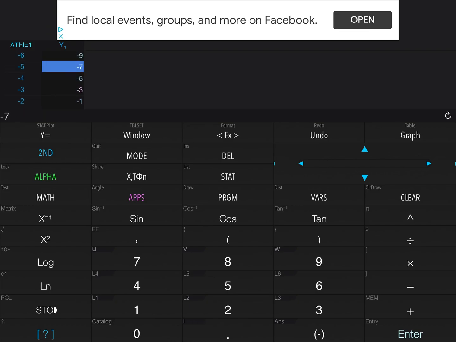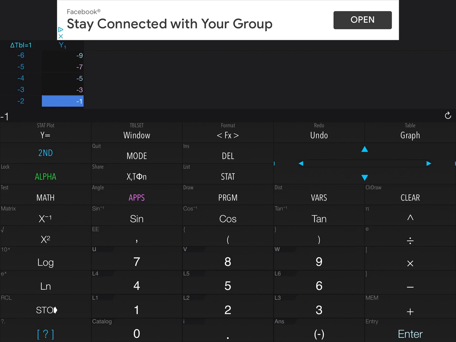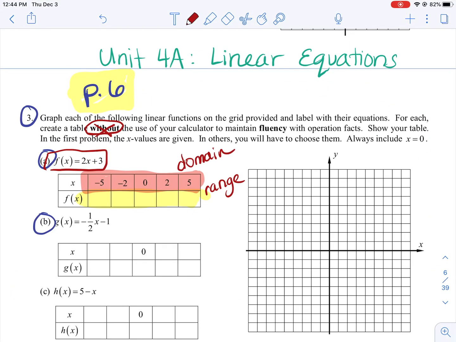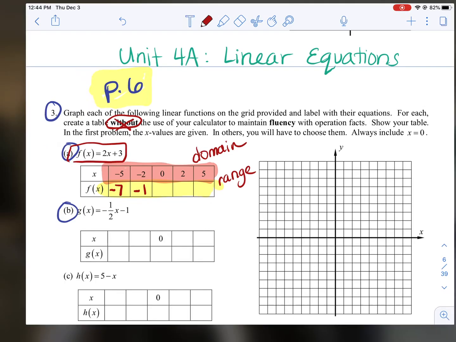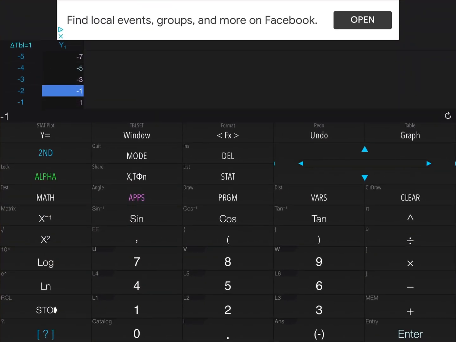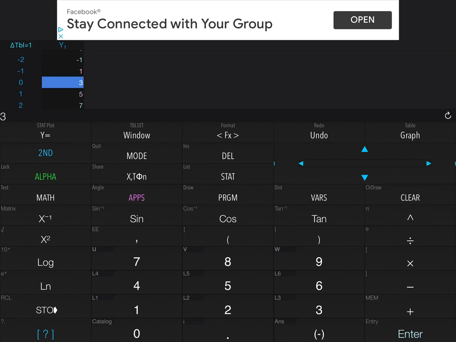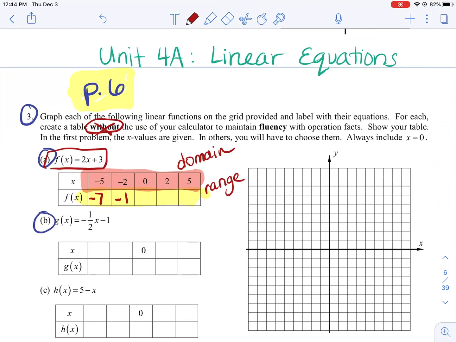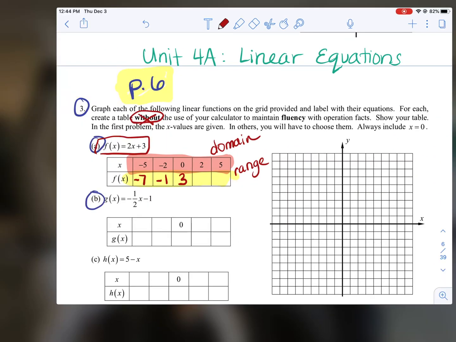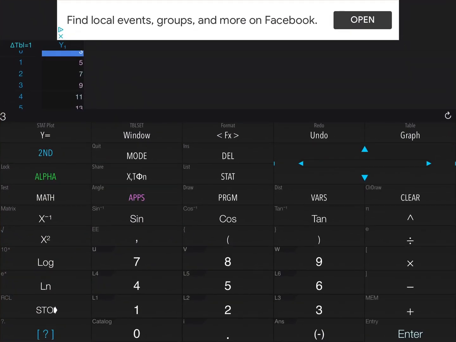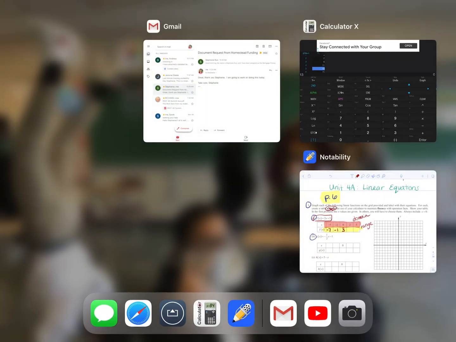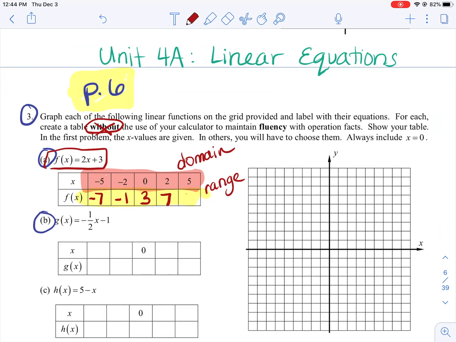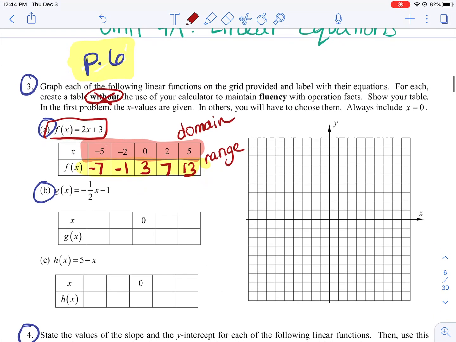-5 maps to -7, and -2 maps to -1. So -7, -1. Our 0 value, if I keep going, maps to 3. So I'm just filling in the table as I go. And then 2 and 5. So 2 maps to 7, and 5 maps to 13. Okay, so now let's graph these.